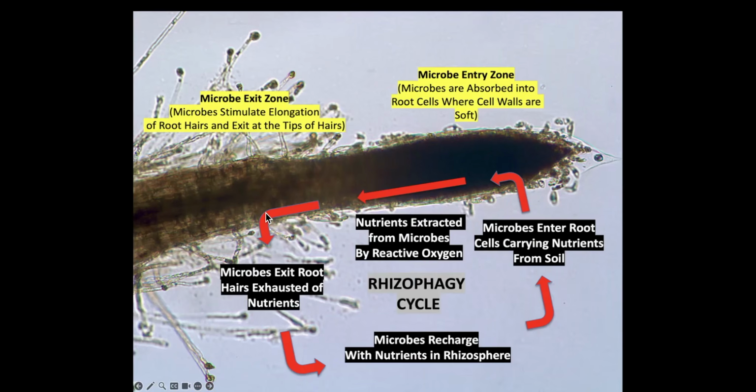Then the bacteria accumulate inside the plant cell and trigger root hair elongation. When those root hairs elongate, the bacteria get ejected. You can see these hairs up here. Look at the little dots here. Those are bacteria coming right out of the tips. And then they go out to the soil. So when these hairs grow, they're ejecting these bacteria out of the tips back to the soil.